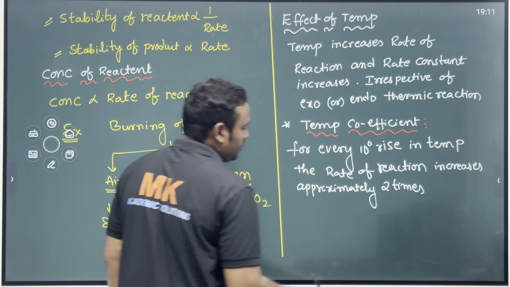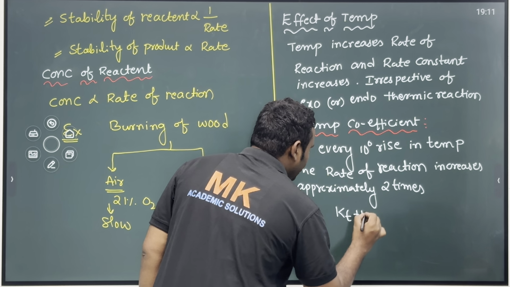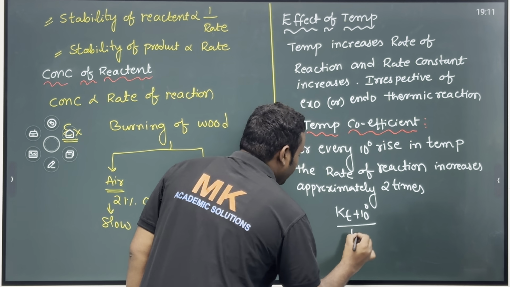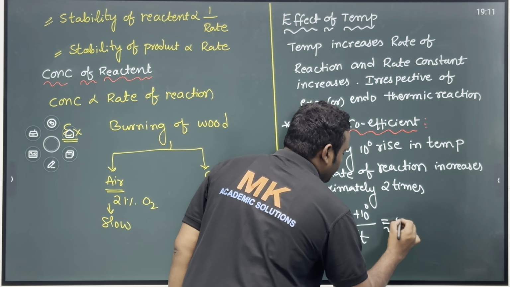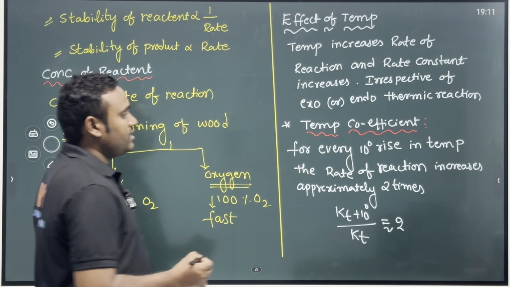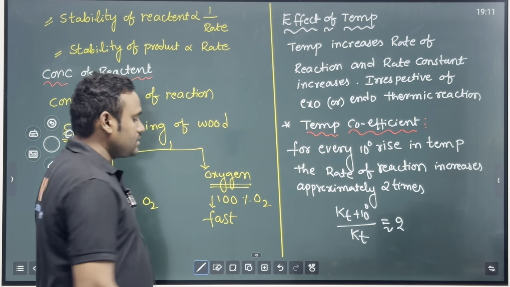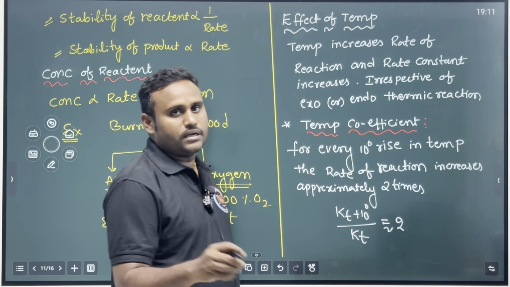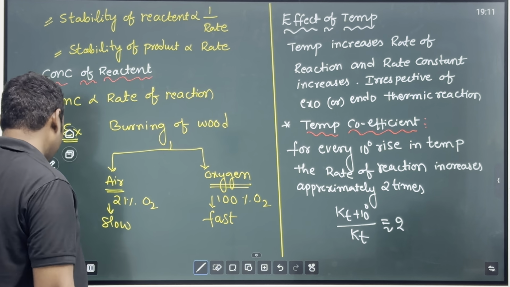Temperature coefficient. See, for example, how we can write k at T plus 10 degrees Celsius divided by k at T, which is equal to approximately 2. So this is known as what? Temperature coefficient. Okay. So now let us discuss graphically how the rate of reaction and the rate constant increase with increasing temperature.